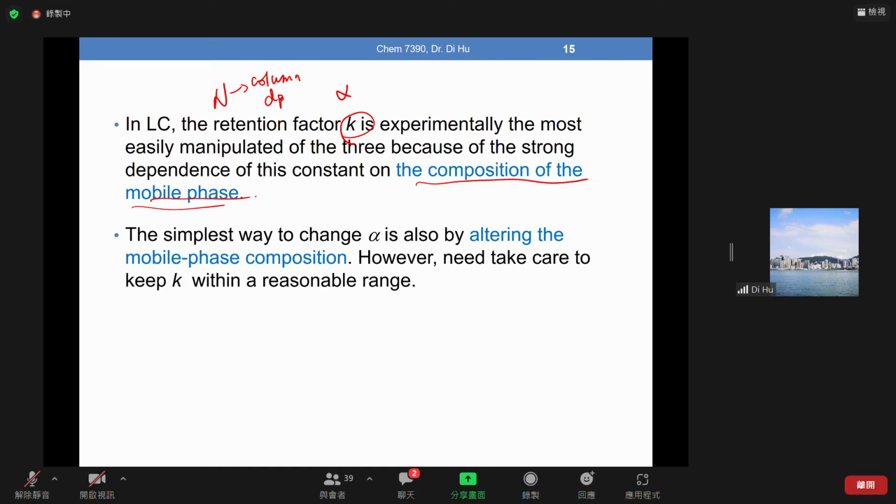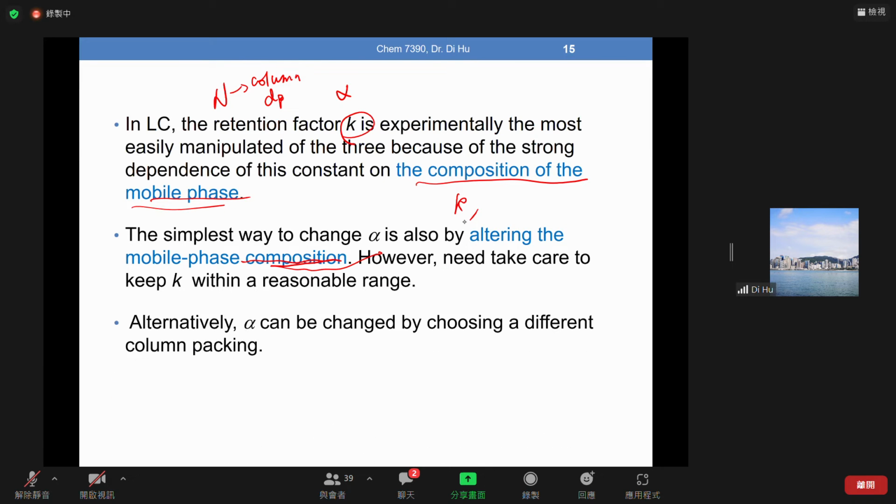So how about alpha? After we change the k, alpha can also be played with through the mobile phase, and we can play with the composition as well. How to do that, I'm going to show you later, okay? But while we're changing the alpha, we have to make sure, because the first thing is to adjust the k. After you adjust the k, for example, to a nice range about 10, you want to keep the k value unchanged. Now you play with the mobile phase composition and see whether you can change the alpha, okay?